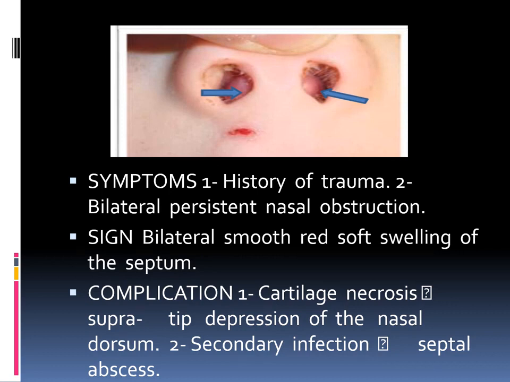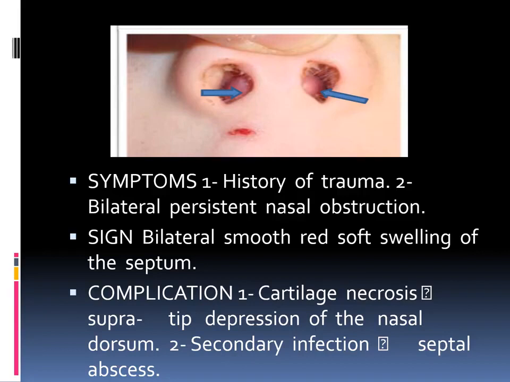The patient will usually complain of a trauma or a surgery. And if we look with our eyes, the signs, you will see a bilateral smooth, red, soft swelling of the septum. Watch the photo.